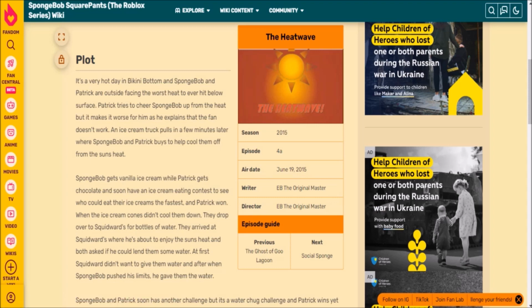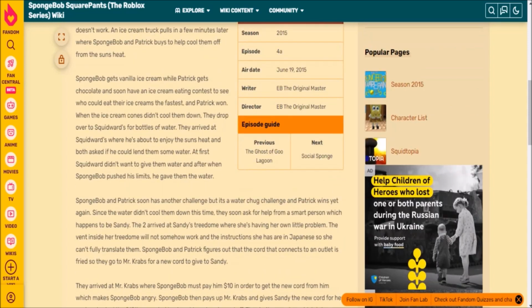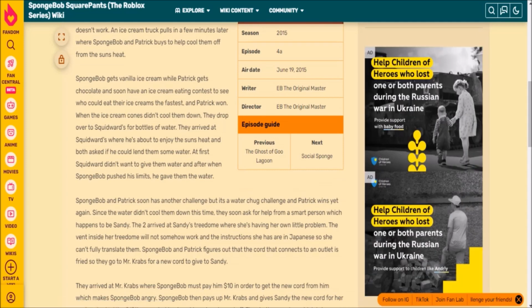An ice cream truck pulls in a few minutes later, where SpongeBob and Patrick buy ice cream to help cool them off from the sun's heat. SpongeBob gets vanilla ice cream while Patrick gets chocolate, and soon they have an ice cream eating contest to see who could eat their ice creams the fastest, and Patrick won. When the ice cream cones didn't cool them down, they dropped over to Squidward's for bottles of water.